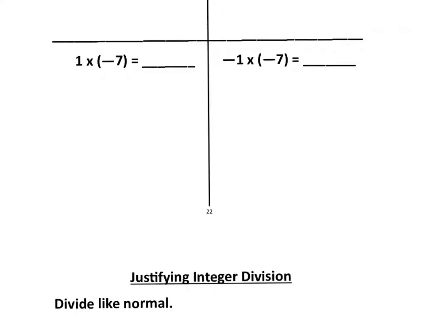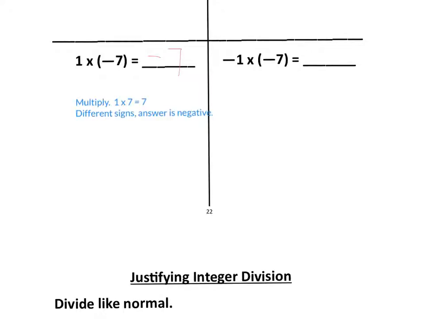Looking at 1 times negative 7, we multiply. 1 times 7, and we get 7. Hopefully by this point you've learned it, because you'll note that for these 4 examples, all I did was add or subtract or move around negative signs. We then note that we have different signs, so the answer is negative. And 1 times negative 7 will be negative 7.